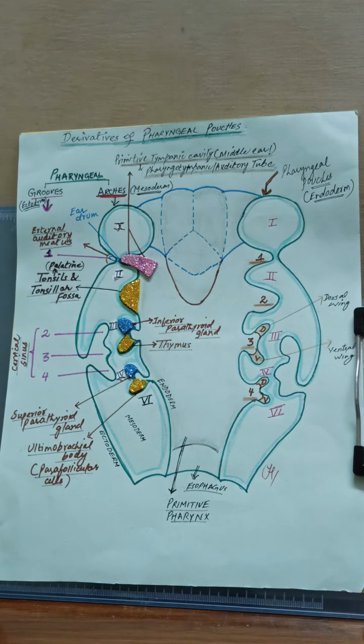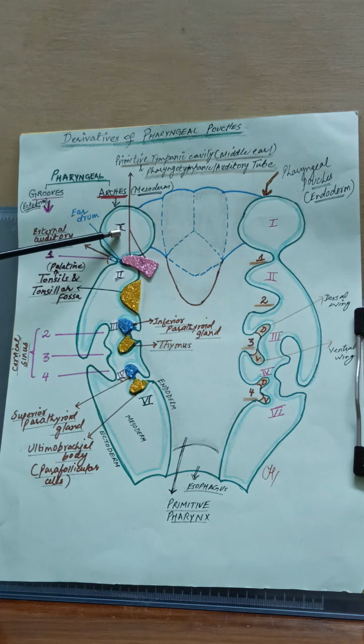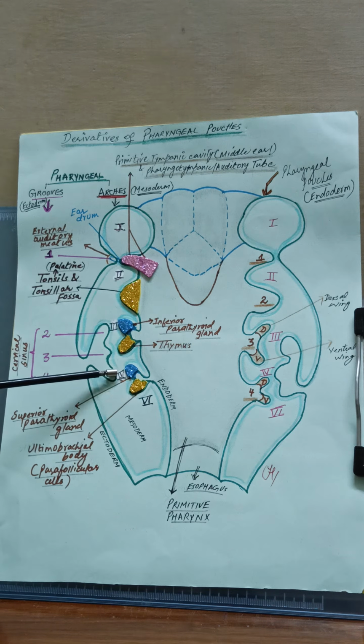Now we are supposed to learn about the pharyngeal arches and especially the derivatives of pharyngeal pouches. As you can see here, this region is pharyngeal arch number 1, written in Roman numerals. This is pharyngeal arch second, this is third, this is fourth, and this is the sixth one.